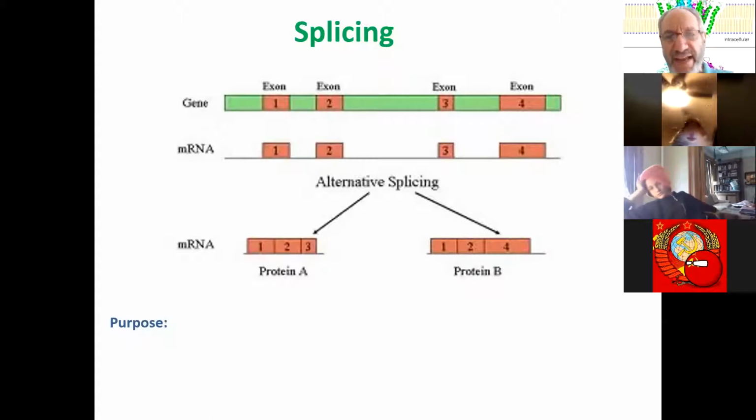What are those three ways that eukaryotic transcripts are altered? One of the three ways that you alter the eukaryotic transcript before it leaves the nucleus. Guys, please mute yourself. I'll just mute everybody.